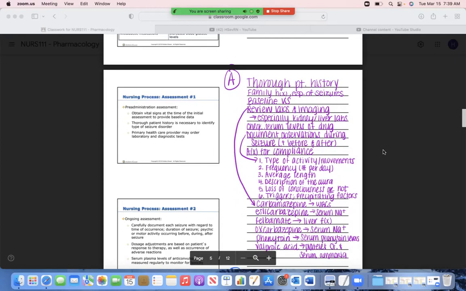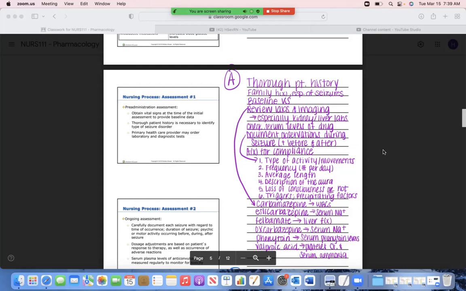We need to document not just the family and patient's responses to those questions, but also if we observe seizures, what we see. We need to document what we saw before the seizure, what we saw during the seizure, and what we saw after the seizure. We need to be checking serum levels of a lot of these drugs. They require regular checks, like phenytoin is one of them. We want to be reviewing labs and imaging, especially kidney and liver labs, to make sure that we don't have any issues going into this, right?